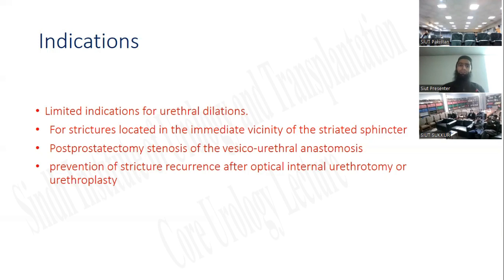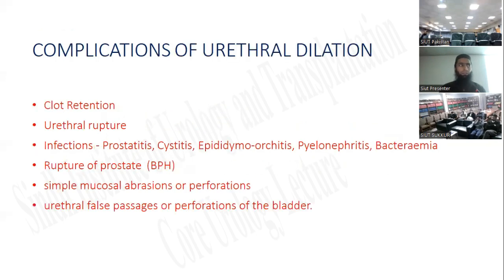There are limited indications for urethral dilatation: located in the immediate vicinity of a striated sphincter, like in the penobulbar or bulbomembranous junction, and post-prostatectomy stenosis of the vesicourethral anastomosis. You have to dilate that because in radical prostatectomy, you remove all the capsule and directly anastomose the bladder neck to the urethra. There are high chances of bladder neck stenosis, and you have to dilate it. And prevention of stricture recurrence after DVIU or initial urethroplasty. These are the indications of continuous, frequent, sequential dilatation.